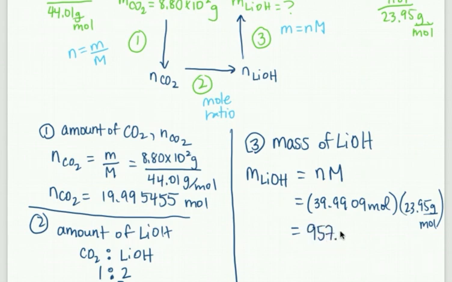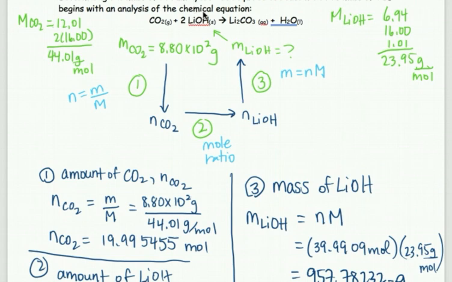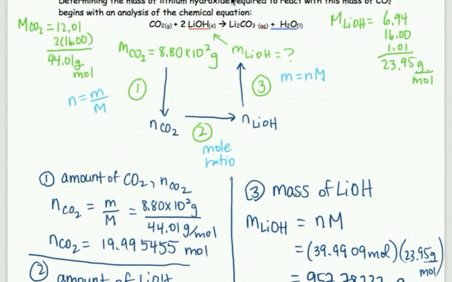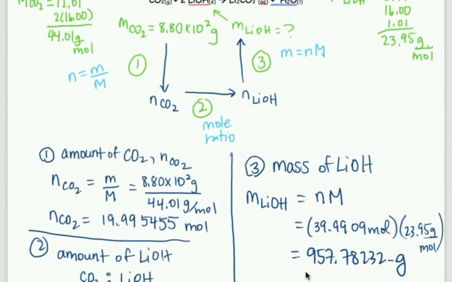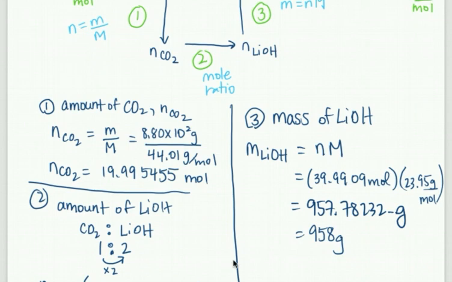And you will get 957.78232, etc. in grams. Looking back at my original question, the starting value 8.80 in scientific notation is 3 digits, so I want to keep 3 digits here. Let's round up to a nice whole number, 958 grams. And I'll do my therefore statement in a sec.